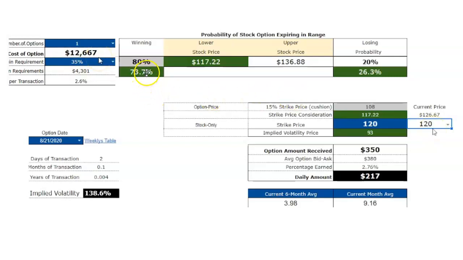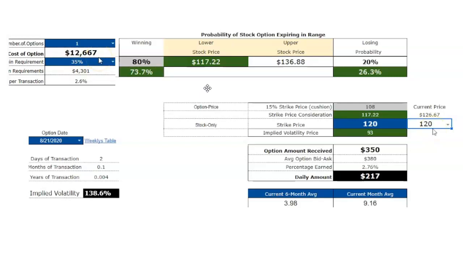And if you believe that 73%, 80%, or 90% is your target, and you feel comfortable, then by all means sell the option. But everyone has their own probability of winning. Mine is always 80. Some people's are 90 to 95.